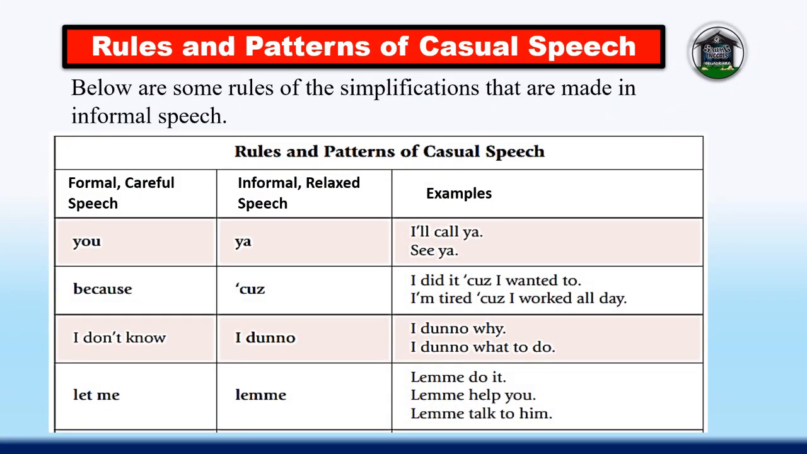Rules and patterns of casual speech. Here are some rules of the simplifications that we make in informal speech. First, you will hear the standard pronunciation of the word or expression, and then the informal version, followed by example sentences. You, ya. I'll call ya. See ya. Because, 'cause. I did it 'cause I wanted to.